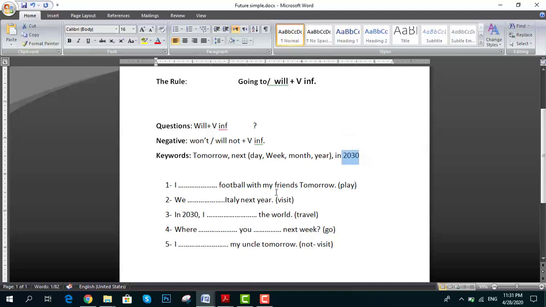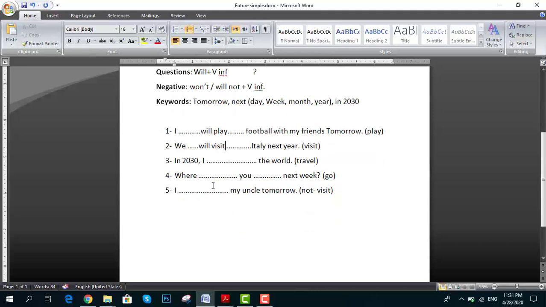I play football with my friends tomorrow. Tomorrow is a keyword for future, so I say I will play. You can also say I'm going to play, okay? Will is easier. We visit Italy next year. Next year is a keyword for future, so we will, and the verb is infinitive, visit. We will visit Italy next year.